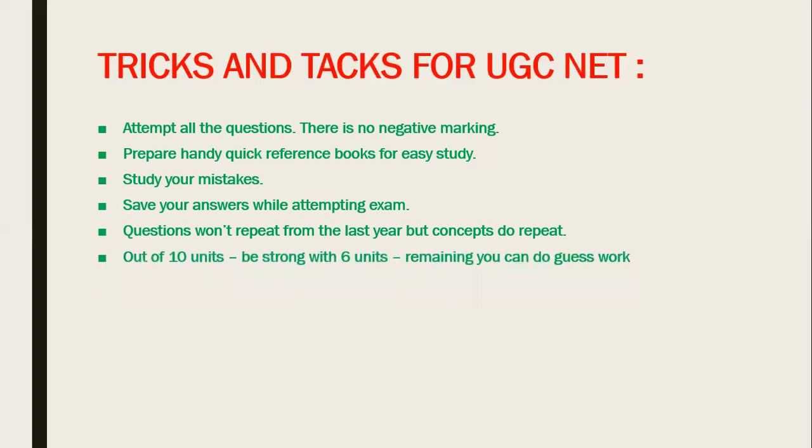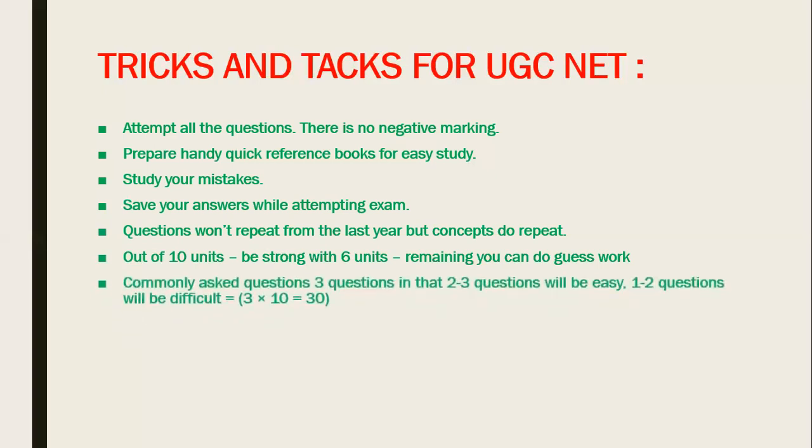In your paper, you will have 10 units in total. If you are strong in at least 6 units, imagine you get 5 questions from every chapter. So 6 into 5 is 30, right? So you can pass. And for the remaining, if you do guesswork also, it is most profitable, and you can pass your exam.